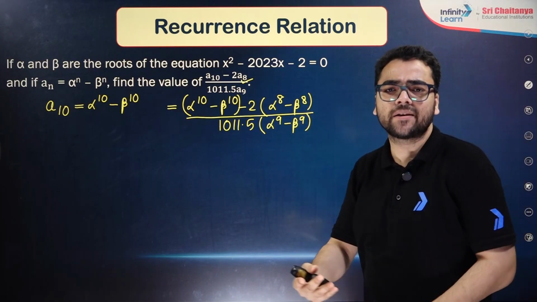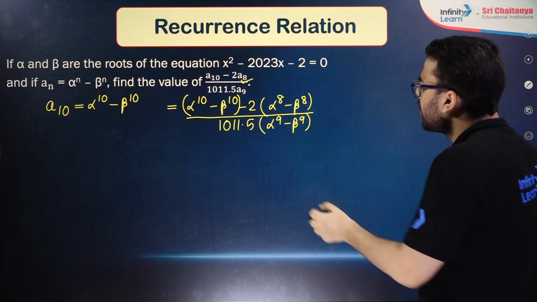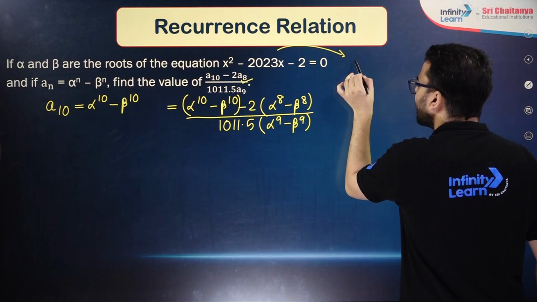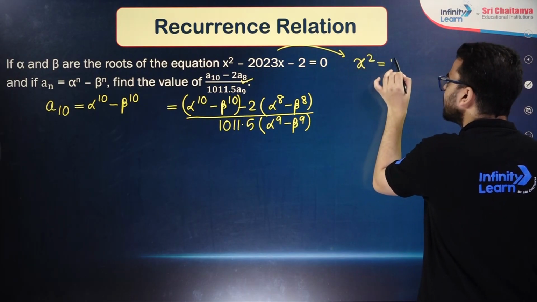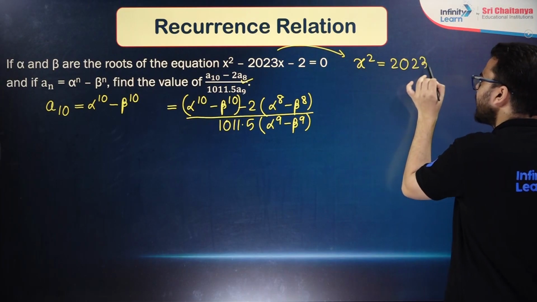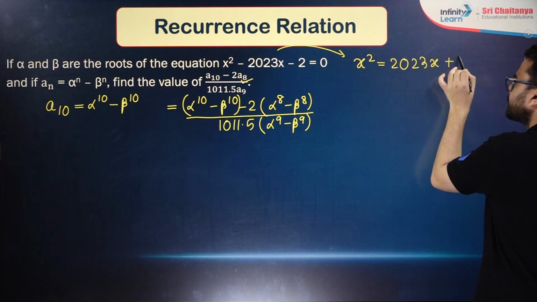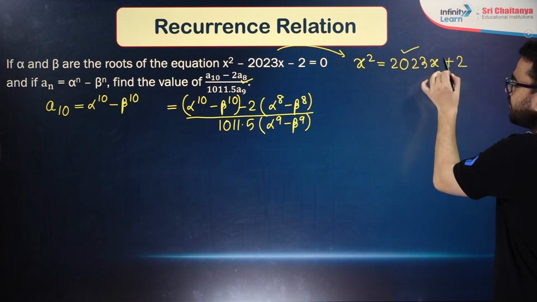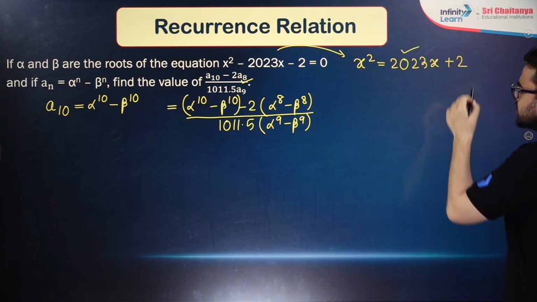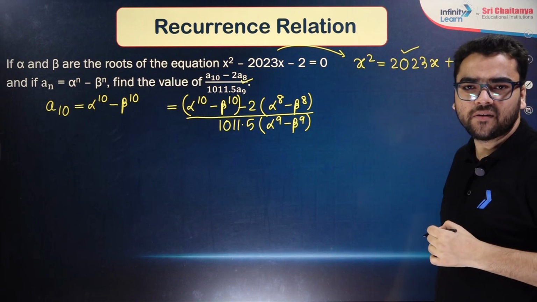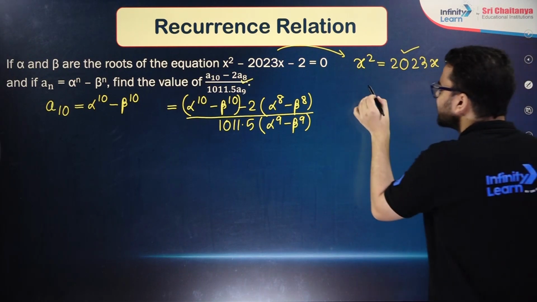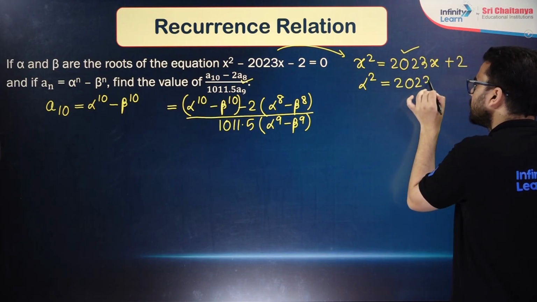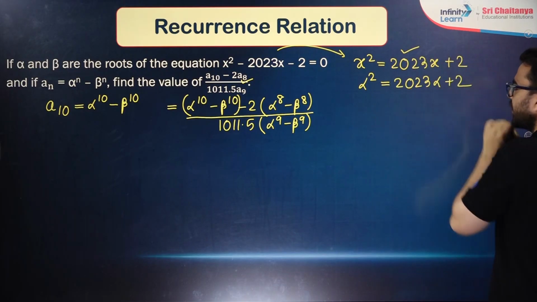And obviously again, the recurrence relation will be used from the quadratic equation itself. No need to bother about that. So you can write it like this: x squared equals 2023x plus 2. Correct? I hope this is clear. Alpha and beta are the roots of this quadratic equation, so it will be satisfied by alpha and beta. So alpha squared is equal to 2023 alpha plus 2, right?